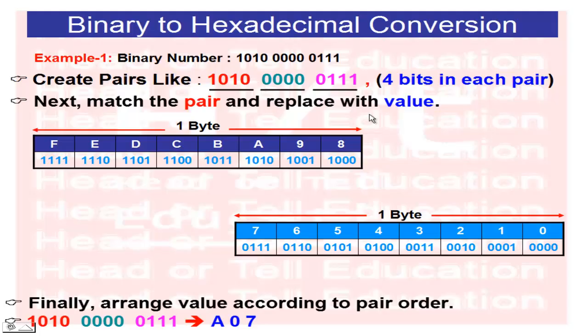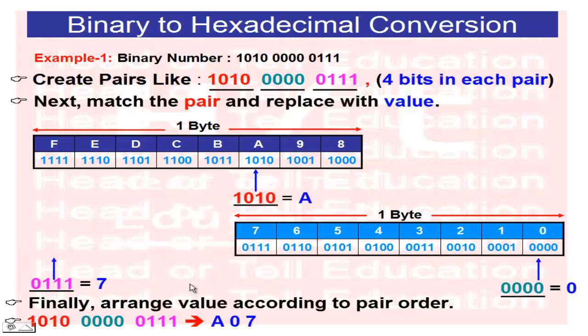Next, match each pair according to its binary value. First, 1010 is equal to A. So this is the first digit of the hexadecimal number. Next, 0000 is the second digit of the hexadecimal number, and the third one is 0111, which is the third digit of the hexadecimal number.